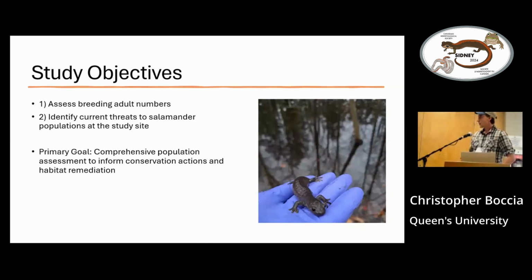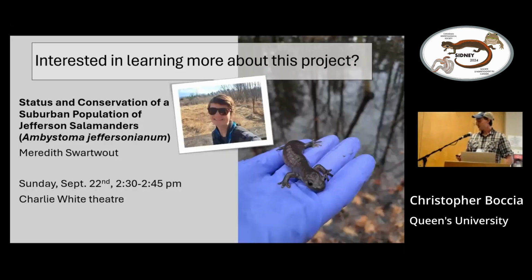And so the study that I'm working with, their objectives are to assess breeding adult numbers at a specific population area in Southern Ontario, identify current threats to the salamanders at the site, and form a comprehensive conservation and rehabilitation plan. I'm not the lead on this project. Meredith Swartout, if you're interested in all this stuff, is going to be giving a great talk later this afternoon in the Charlie White Theater. I encourage you all to check it out. So I'm just going to go over some of the details very quickly, since she'll be talking about them in a lot more depth.